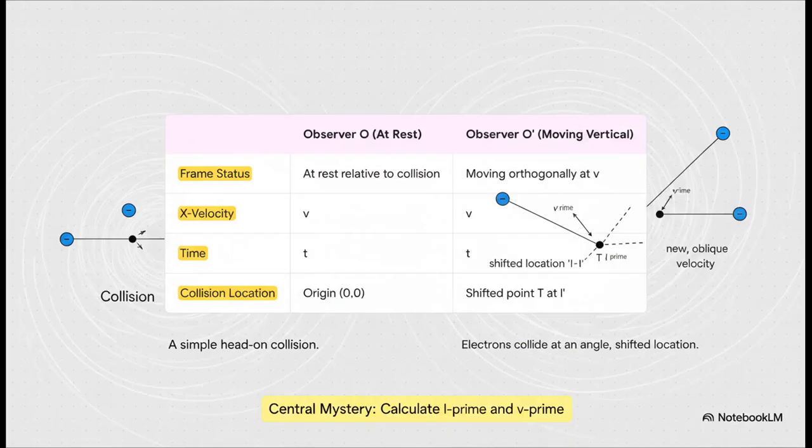So let's just pause and compare these two views. Observer O sees a clean, simple, head-on crash. But observer O prime, our moving observer, they see the electrons coming in at an angle with a totally new speed, v prime, and they see the collision happen at a different spot, L prime. And that right there, that's our central puzzle. How on earth do we figure out these new values, L prime and v prime?